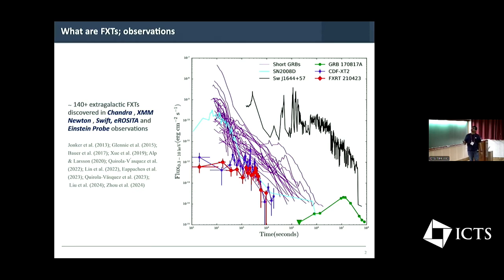One thing to note is that most of the pre-Einstein Probe era fast X-ray transients have been found from systematic searches in the Chandra and XMM-Newton archival data. So people go and look for fast X-ray transients and they find these extragalactic FXTs. This plot shows two Chandra detected fast X-ray transients in comparison with X-ray light curves of other transients like short GRBs and SN 2008D, where the y-axis is flux and the x-axis is time.